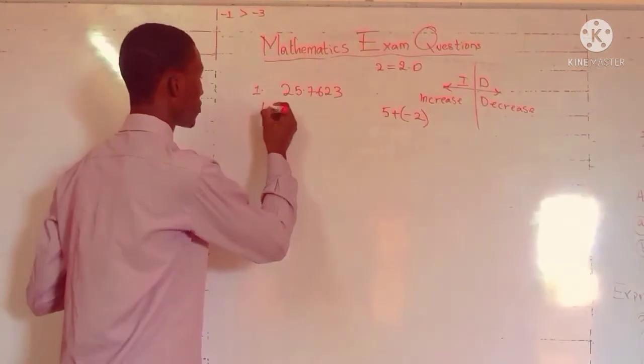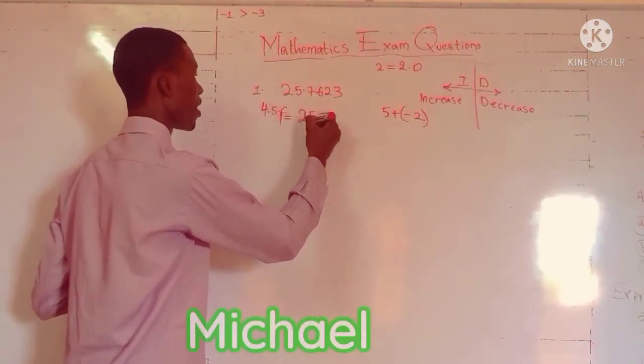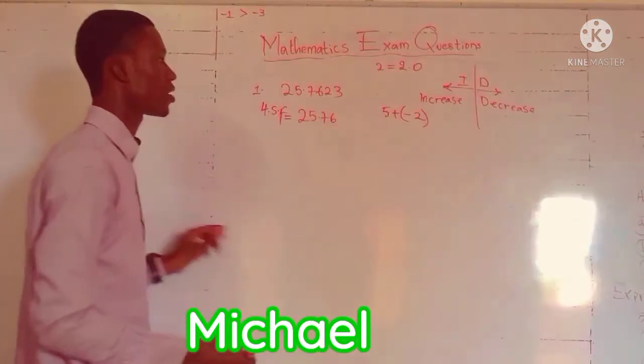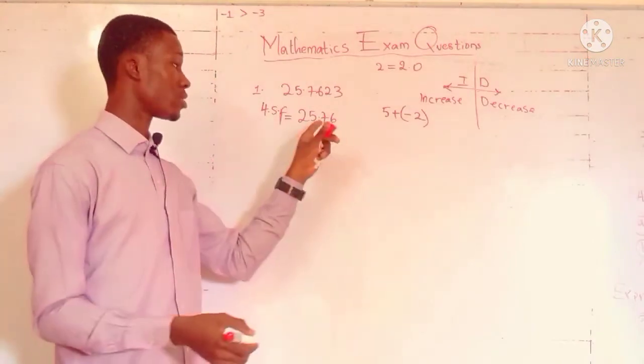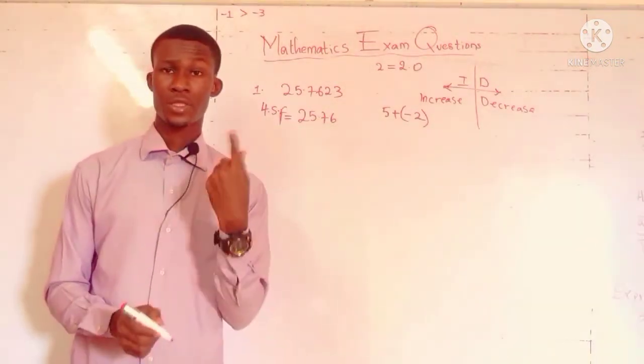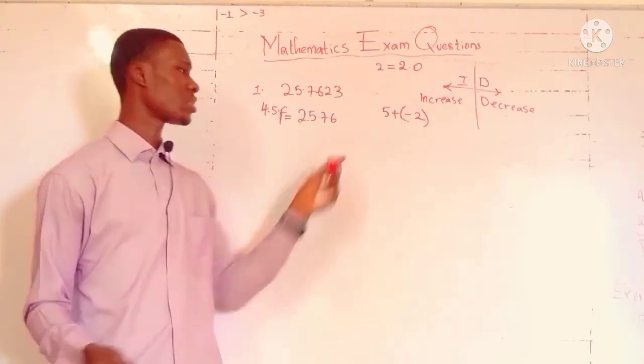So 4 significant figures becomes 25.76. Now take note, assuming 2 is up to 5 or more than 5, then that means this 6 automatically becomes 7. But because 2 is not up to 5, we'll leave 6 that way.